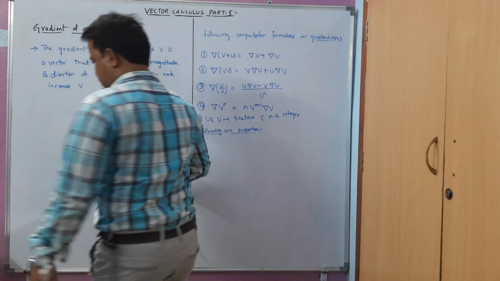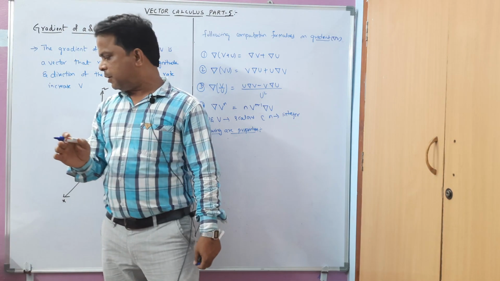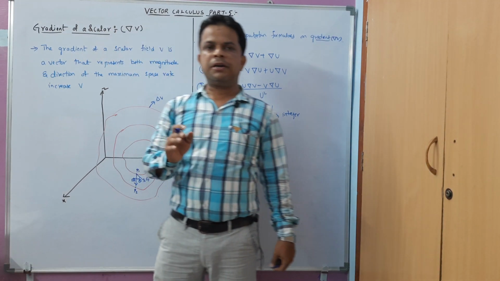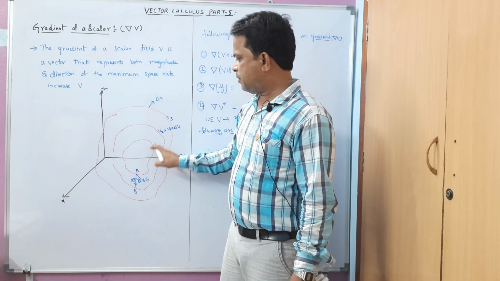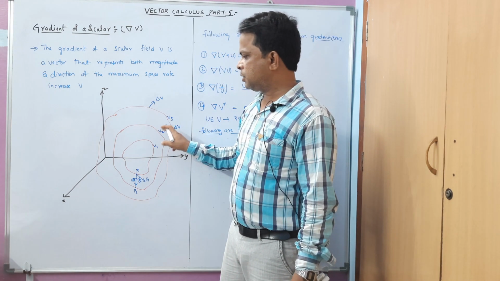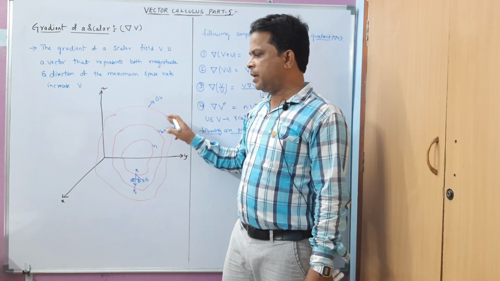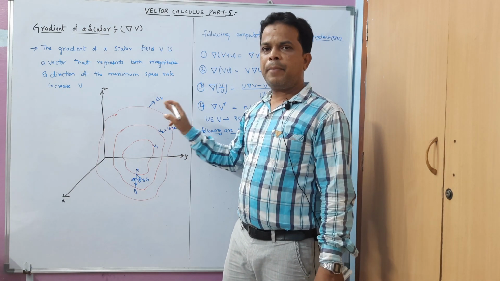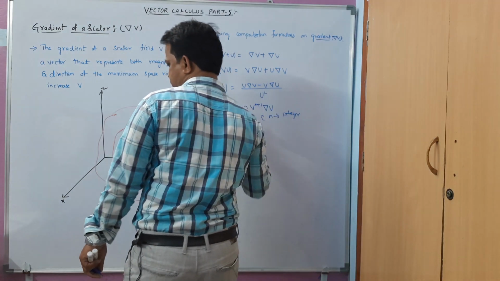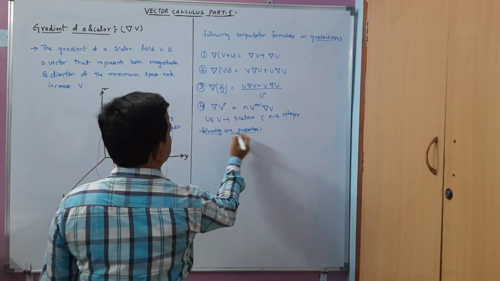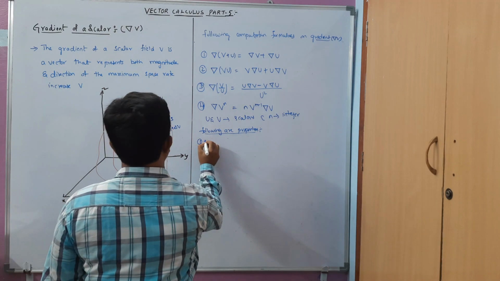So as we have seen, the magnitude of del v is equivalent to the maximum rate of change of v per unit distance. So per unit distance means we are having v1, v2, v3 and so on. So the magnitude of del v equals the maximum rate of change in v per unit distance. So that is the first property we are having, fundamental properties of scalar field v.